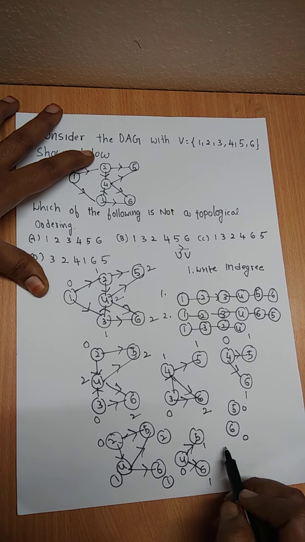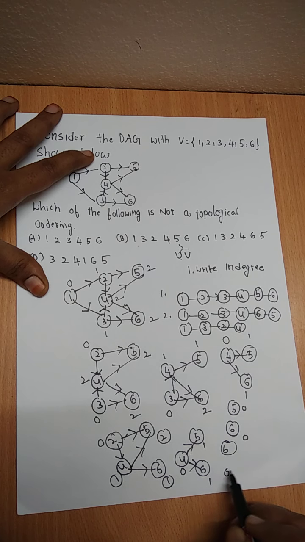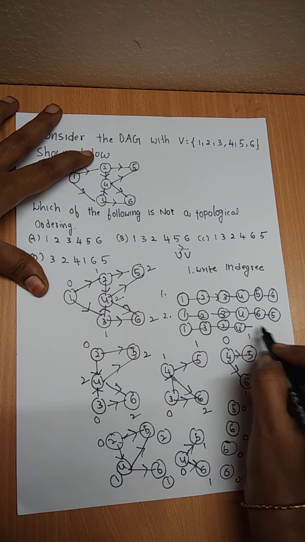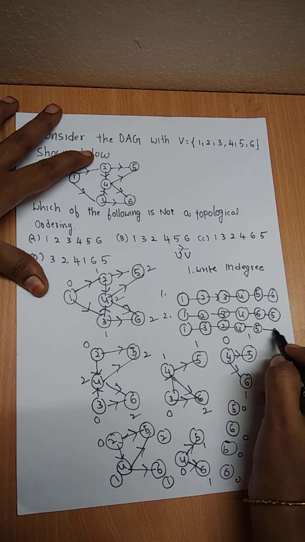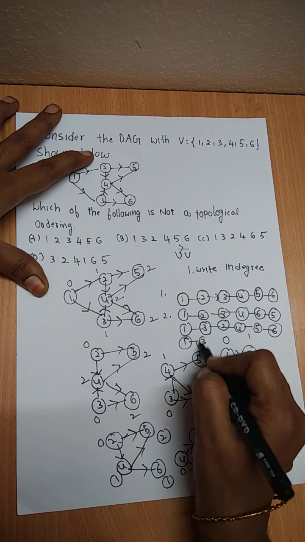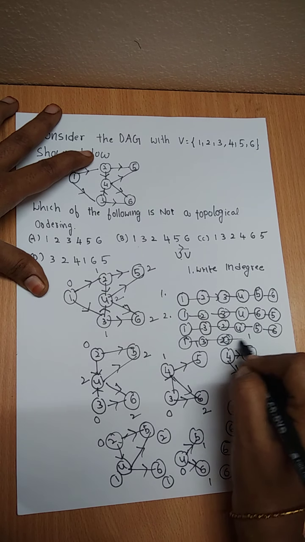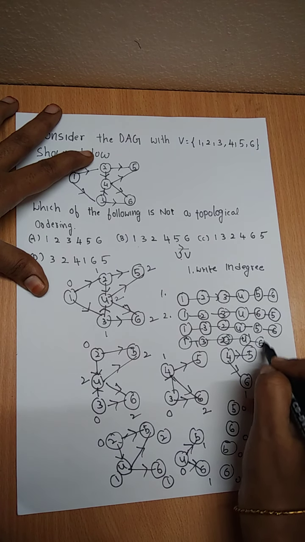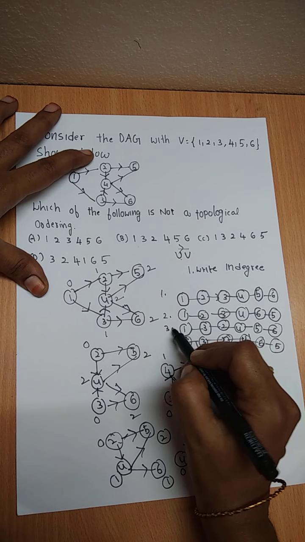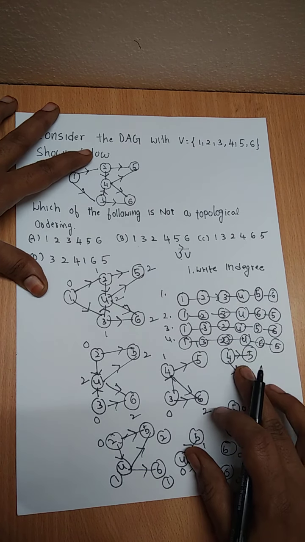So again remove the 4 and we have the 5 and 6, both have same in degrees. As in the previous example, if we consider the 5 first, the topological ordering is this. If we consider the 6 first, the topological ordering is this. These are the 4 possible topological orderings for the given graph.